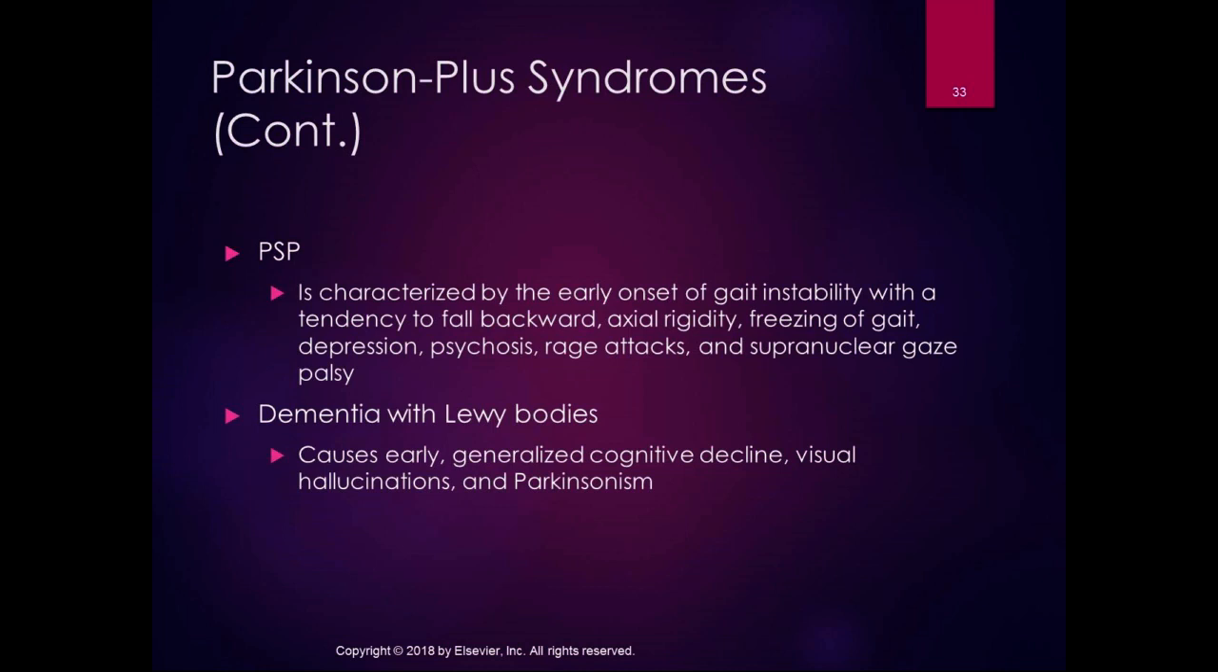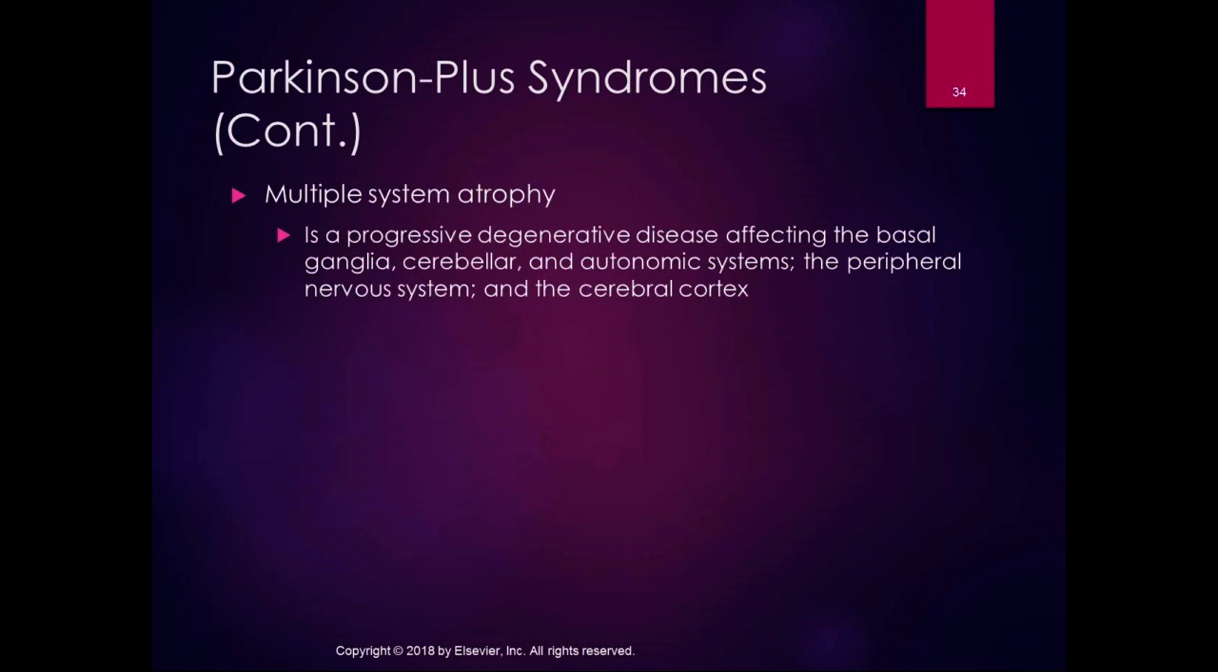Multiple system atrophy is a progressive degenerative disease affecting the basal ganglia, cerebellar, and autonomic systems, the peripheral nervous system, and the cerebral cortex. With PSP and multiple system atrophy, rather than being dopaminergic cell problems, they are a breakdown of the tau proteins in the brain, which are structural proteins in the brain. So that's one of the reasons why they progress so quickly, and one of the reasons why the symptoms are so widespread.